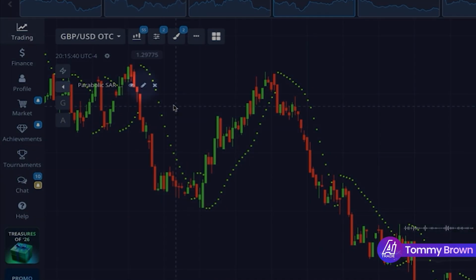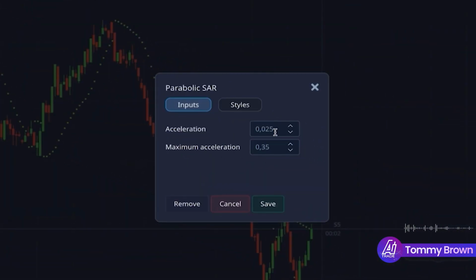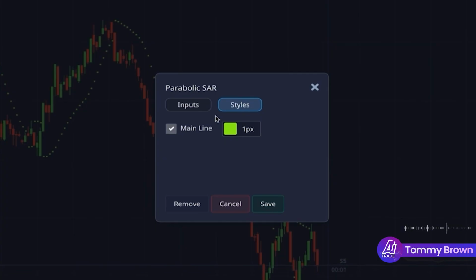Guys, let's move on to setting up the indicators. The first one is Parabolic SAR. Initially, set the acceleration to 0.025 and the maximum acceleration to 0.35. Don't touch the view tab, leave everything else as default. That's it guys, save the settings.